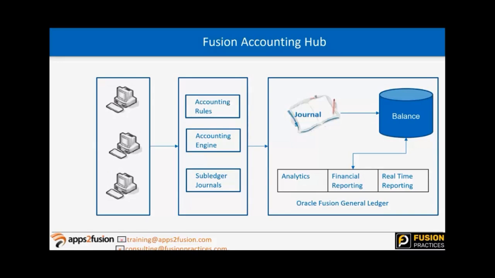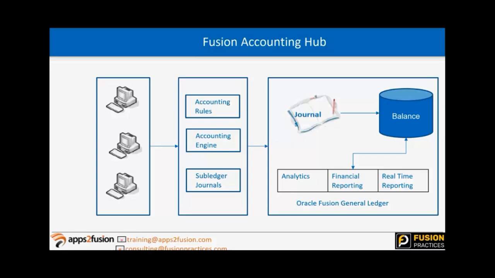Okay, so now in the Fusion Accounting Hub, we can have n number of source systems sending the data to our cloud application, and in between we have our accounting rules. We write our accounting rules. We have our accounting engine. We have subledger journals getting created.